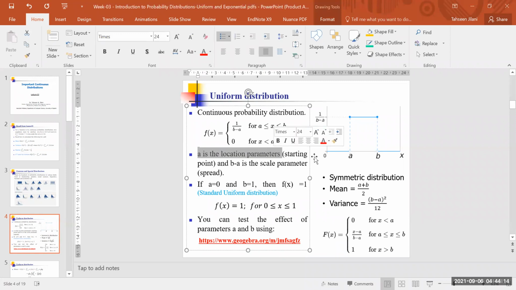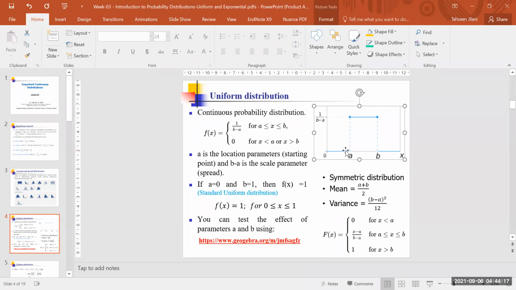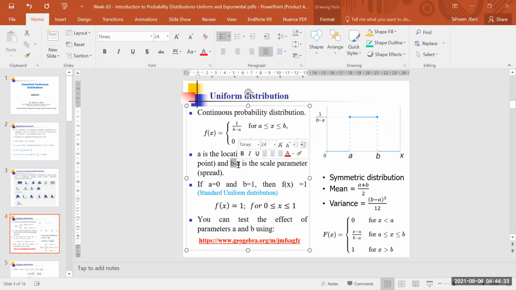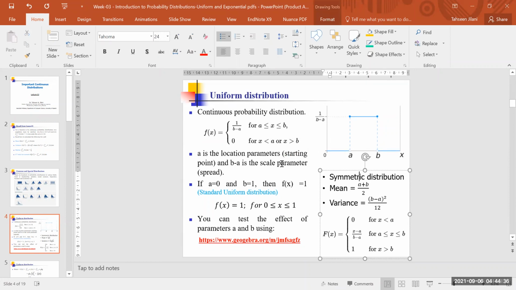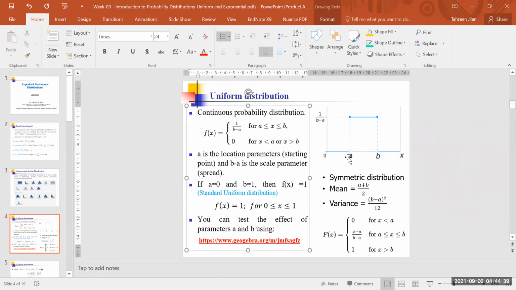A is the location parameter because it defines the starting point of this distribution. For example, if a is equal to minus 10, the function will start from the negative side of the x-axis. And if it is positive 10, it will start from the positive side. And b minus a is the scale. Scale means spread of this function. For example, if it is 10 minus 5, the width or spread is only 5. And if it is 50 minus 10, the spread will be 40. So the scale or spread of the distribution depends on b minus a.